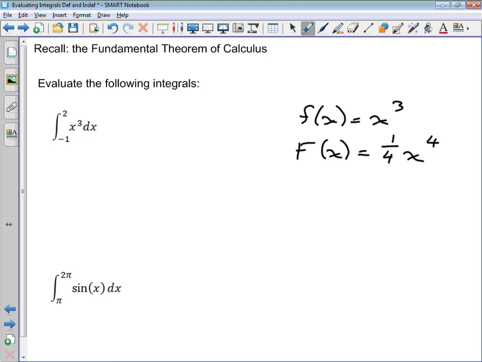Okay, so the fundamental theorem of calculus tells us that to evaluate this integral, we are going to take our antiderivative and evaluate it at the endpoints, so 2, the upper endpoint, and we're going to subtract the antiderivative evaluated at -1, or our smaller endpoint. So it's antiderivative at our endpoint minus antiderivative at our starting point.